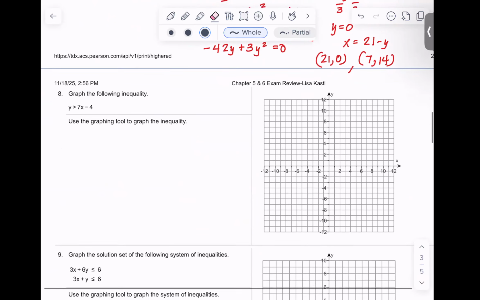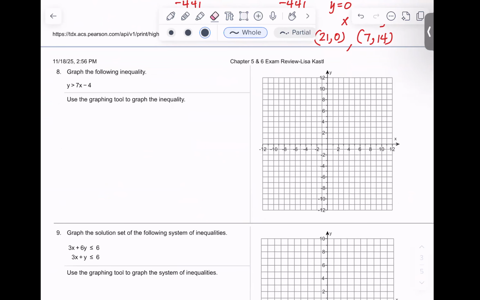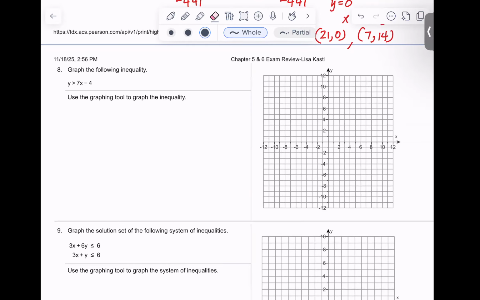Okay, problem number 8, graph the following. We have y is greater than 7x minus 4. So I'm going to graph this because it's already solved. It's in slope-intercept form. That's what I'm going to use to graph this. So I'm going to take my graphing tool in MyLab Math, and I'm going to graph the y-intercept at -4. And then I'm going to use the slope to find a second point.